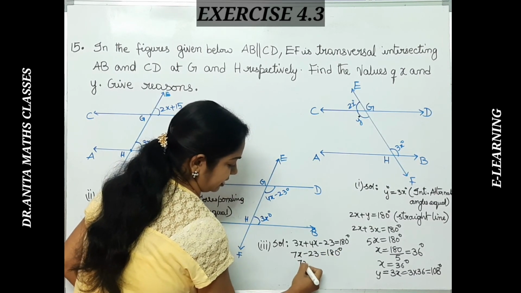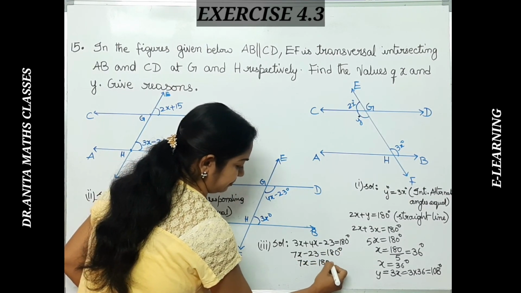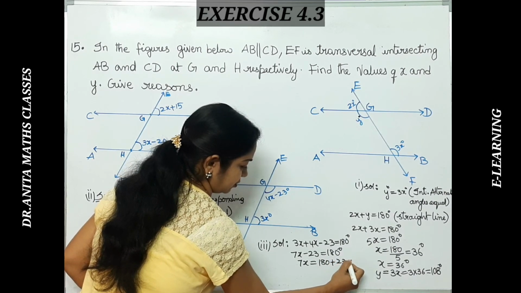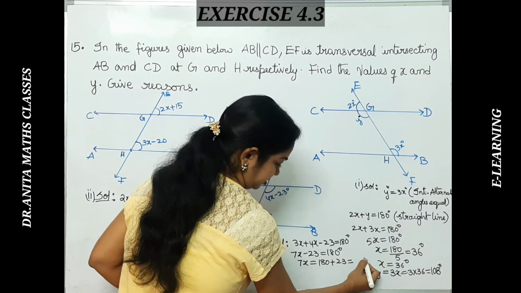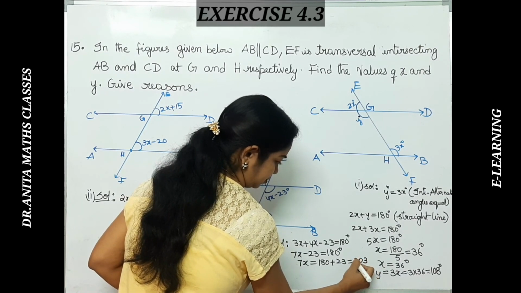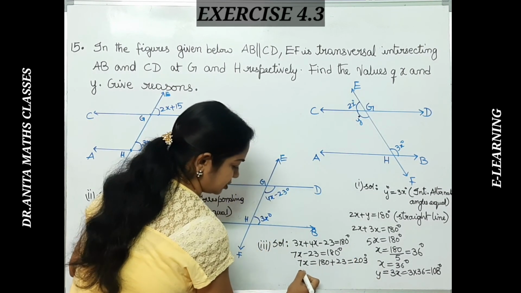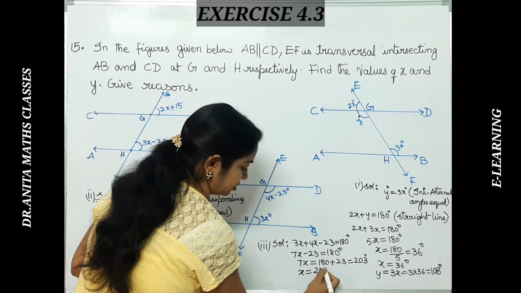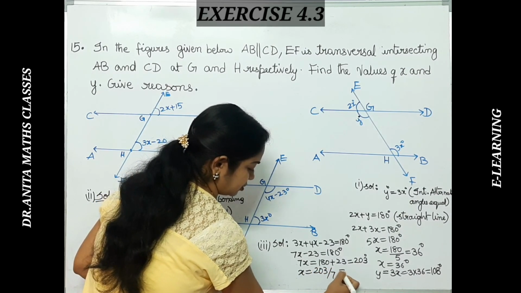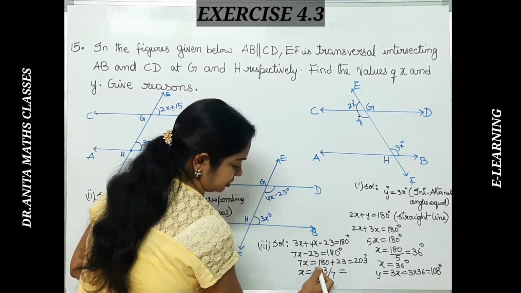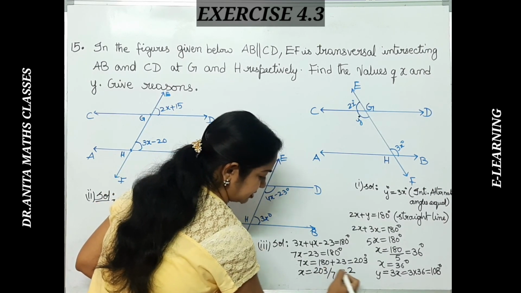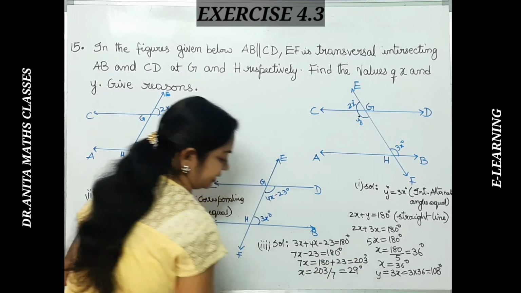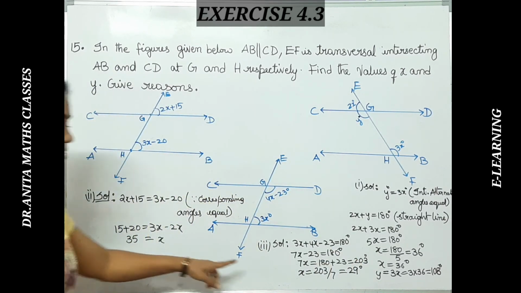So 7x is equal to 180 plus 23, which comes to 203 degrees. So x is equal to 203 over 7. 7 twos are 14, and so on, so 29 degrees. So the x value is 29 degrees.